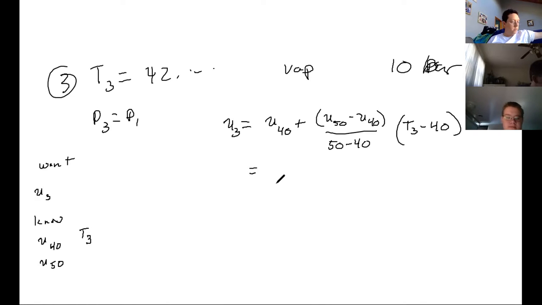And I just start dropping numbers in there and you make sure you're in the right column. Okay, so what do you get for U at state at 40 degrees? 10 bar. 1369.52. Good. And what do you get for U50? 1391.07.